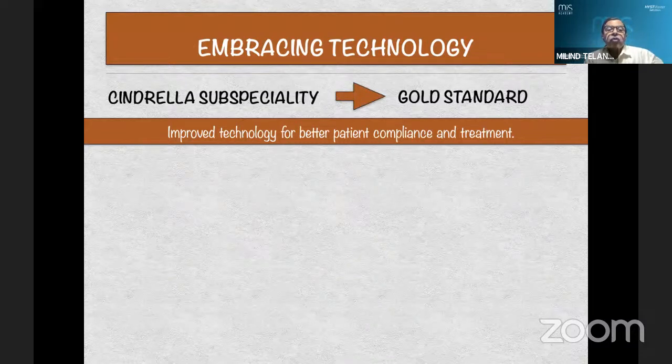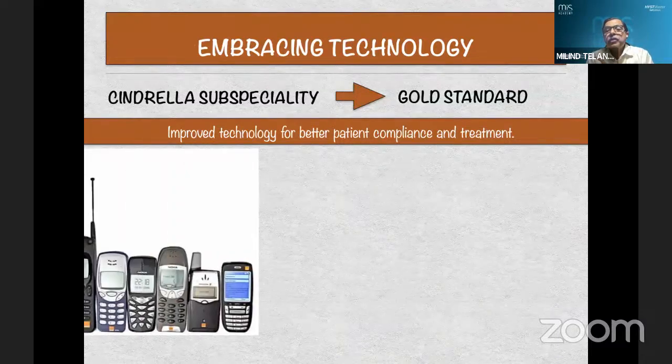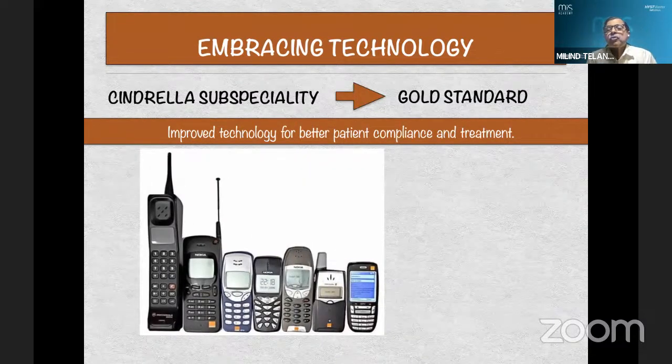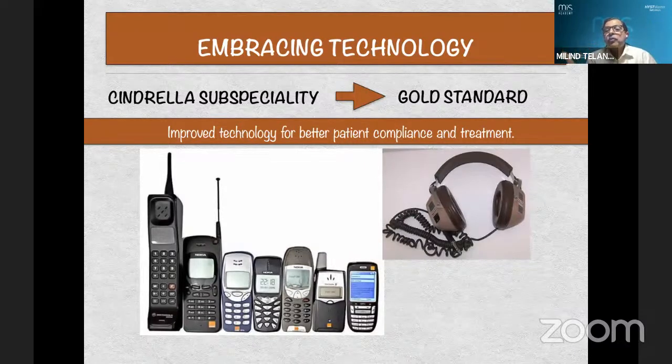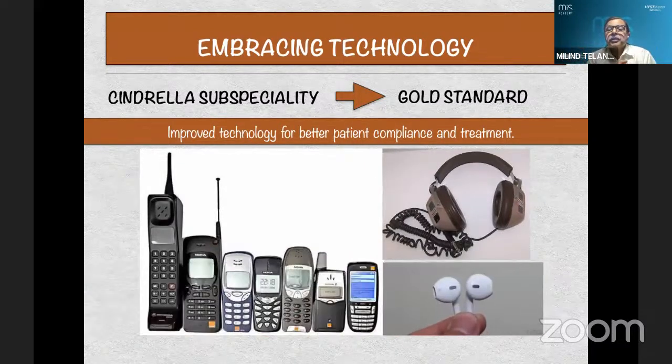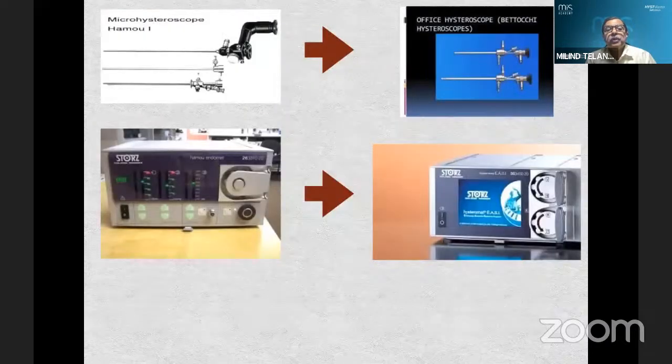And so from a Cinderella subspecialty, which was not used by many, hysteroscopy is now the gold standard for evaluation of the endometrial cavity. Why? Improved technology for better patient compliance and treatment. We accepted this technology. From big mobiles, we came down to small mobiles. We came from big listening aids to small ear pods. We accepted this. Why not in hysteroscopy? Why not from the traditional hysteroscope to the office hysteroscope? We came down from micro colpohysteroscopes to miniature hysteroscopes to flexible hysteroscopes. From endomats, we came down to endomats which are specifically used for office.